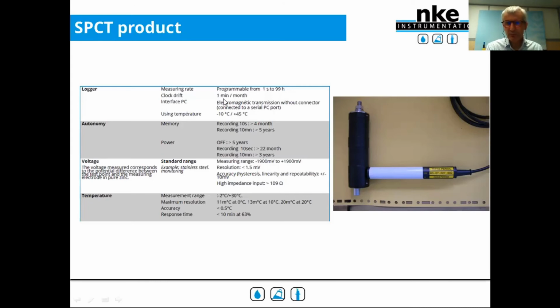We can also program the recording, the sampling. The autonomy is more than several years, so long-term deployment can be made. The voltage of the record allows monitoring different types of metallic samples, and there is also the temperature range.